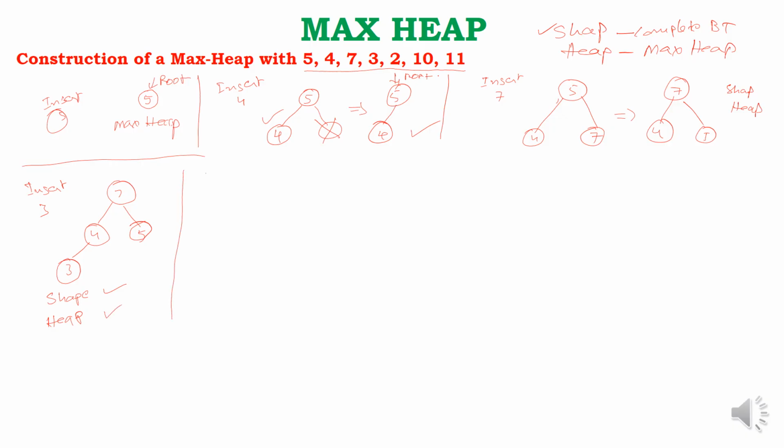Then insert 2. Already we are having 7, 4, 5, and 3 as left of 4. The next possibility is right of 4, 2. Now check, are they satisfying shape property? Yes, it is a complete binary tree. Is it satisfying heap property, max heap? 7, parent is greater than its children. Yes. 4 is parent, 4 is greater than its children. Yes. It is satisfying both the conditions. Then insert 10.